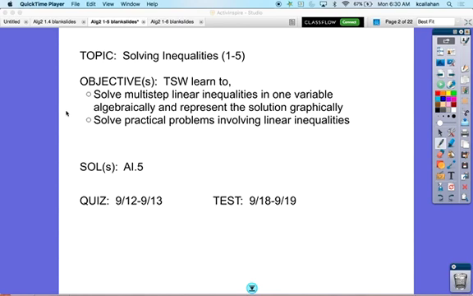I expect that we will have a quiz, and this is not as advertised a week ago, but it's partly because of the hurricane and just partly my oversight, but we will have a quiz this Thursday and Friday. Let's see, make sure I think it's the 12th and 13th for the quiz, and the test on the 18th and 19th.